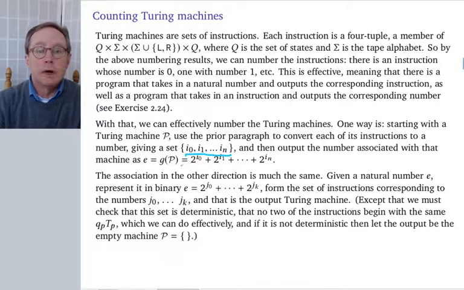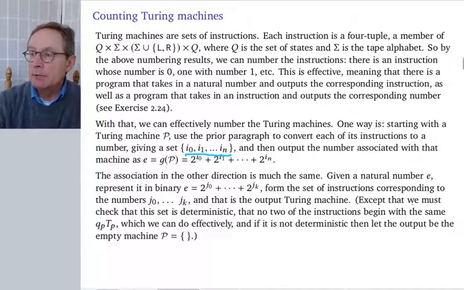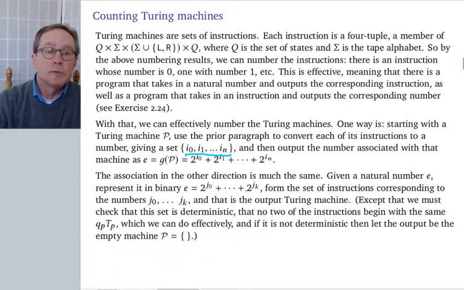All right, well, let's try to undo what we just did. Okay, you give me a number E. We'll be in the habit of naming Turing machines with the number E. So you give me the number E. I'll represent it in binary. Here we go. It's 2 to the j0 through 2 to the jk. And now I find instruction j0, instruction j1, instruction j2, all the way up to instruction jk. Make those into a set. That's a set of 4-tuples.